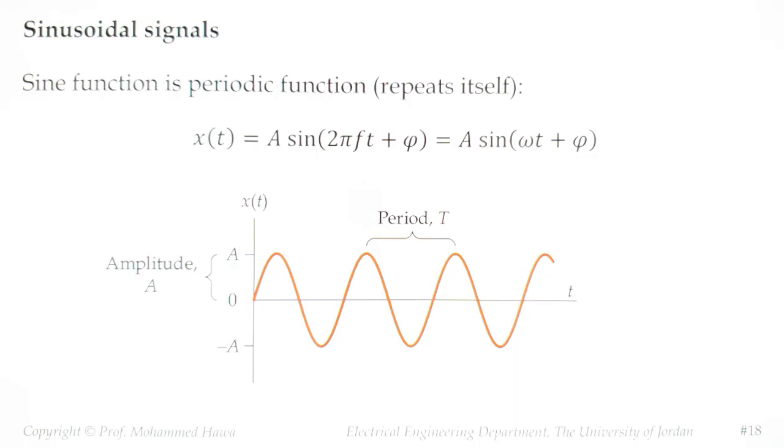Sometimes we use hertz because it's easier. Sometimes we use radian per second because it's easier. And I will stick mostly with radian per second because it makes the equations a little bit easier for us in Fourier series and Fourier transform.